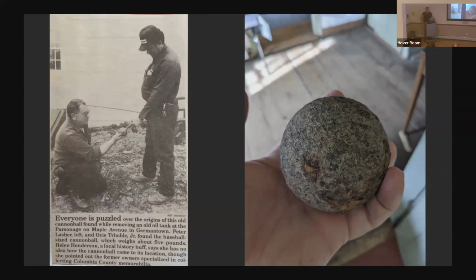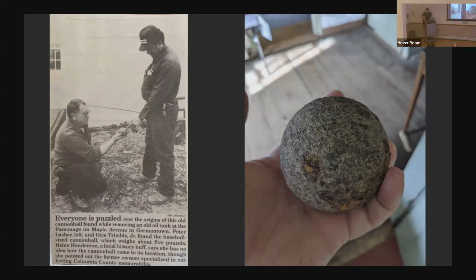And that's Pete Lasher and O.C. Trimble, former town maintenance highway employees. And Pete was showing O.C. this cool cannonball that was just dug up out of the ground right next to the building at the parsonage.